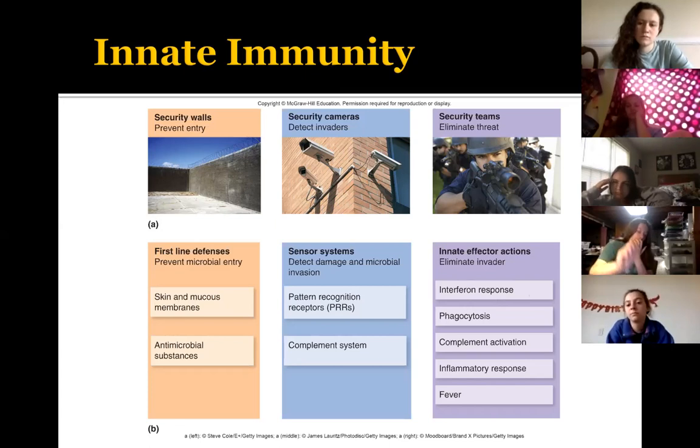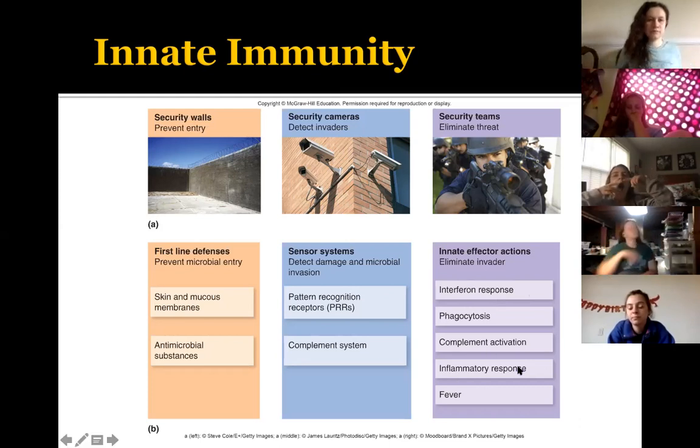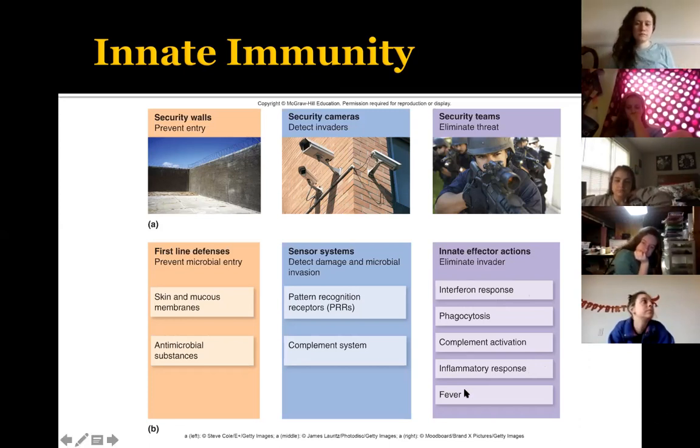Once the complement has found something, it can be activated and do a whole slew of things that we'll talk about to the pathogen. Inflammatory response can help bring other immune cells to the area. And then a fever, which again, we won't focus a lot on inflammatory response and fever because we have so much to go through.